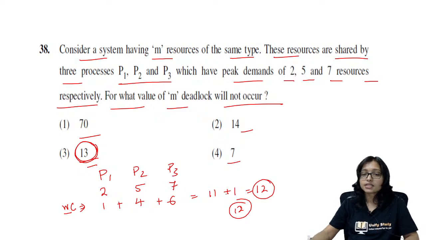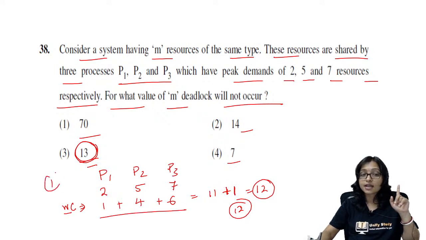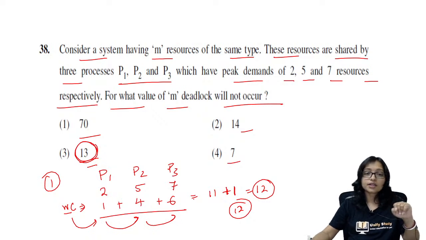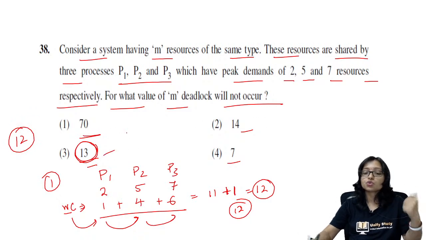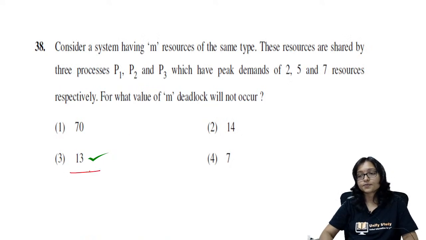11 is the worst case. Now I need an extra 1. After the worst case, I need an extra 1 so that any one can execute. After that, they will release, then the next one will execute, and after that the next one will execute. Right. So the minimum is actually 12. But in the options 12 is not there, so I will choose 13. And that is why the answer will be 13. Got it?